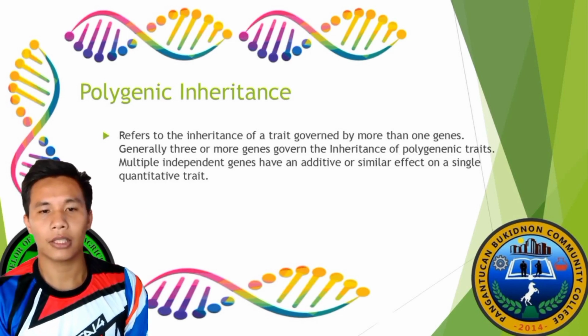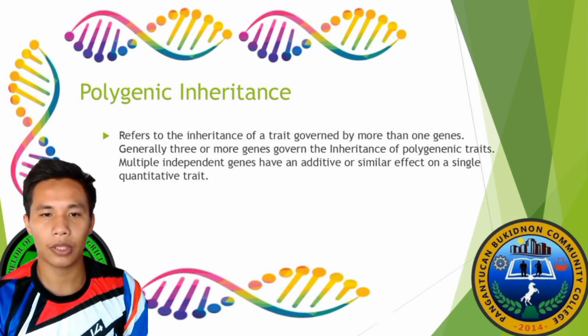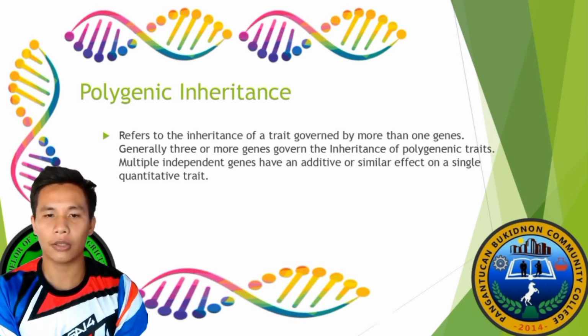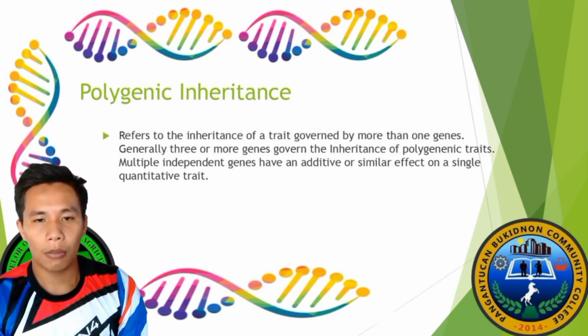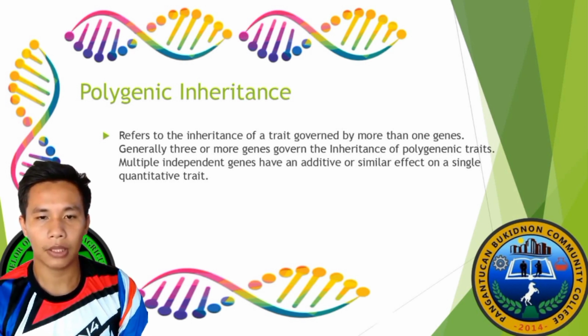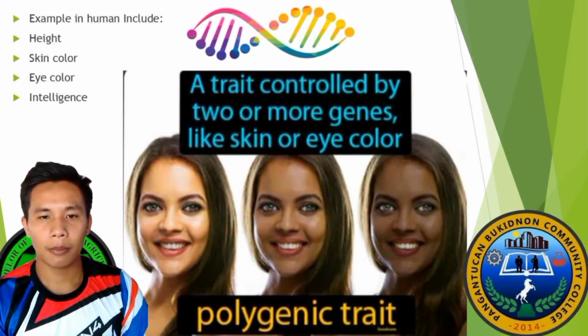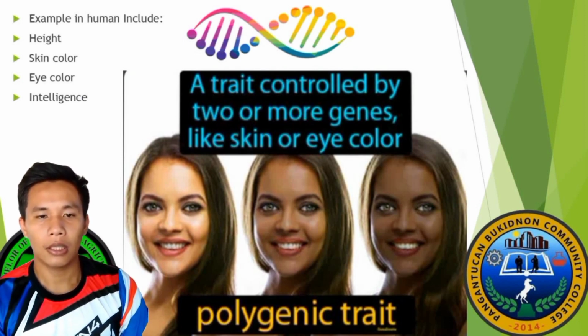Polygenic inheritance refers to the inheritance of traits governed by more than one gene. Generally, three or more genes govern inheritance of polygenic traits. Multiple independent genes have an additive or similar effect on a single quantitative trait. Examples in humans include height, skin color, eye color, and intelligence.